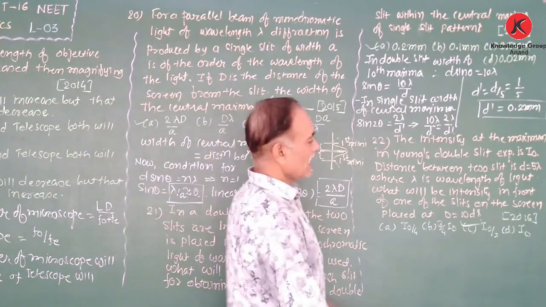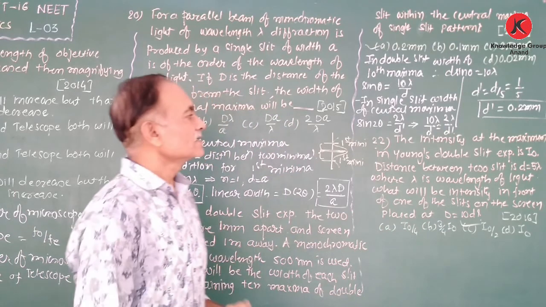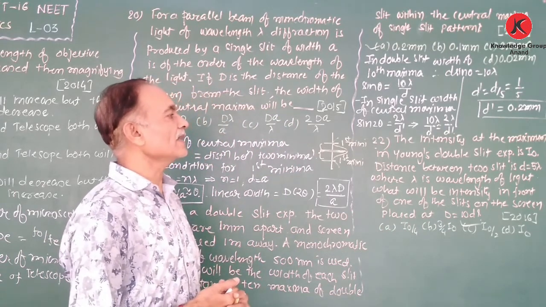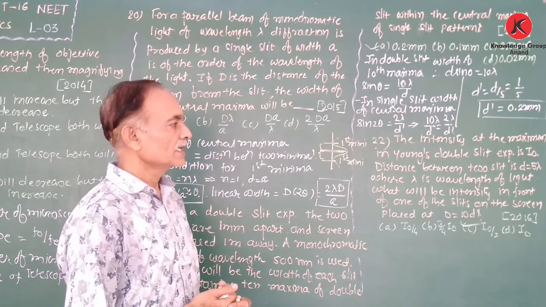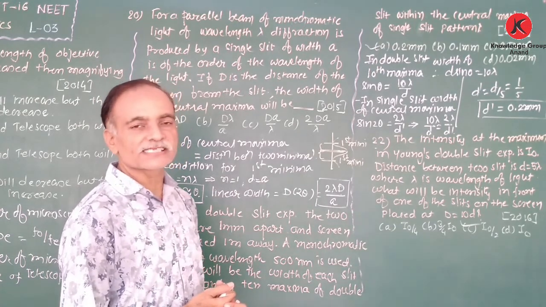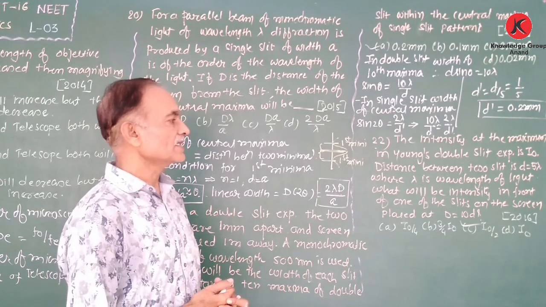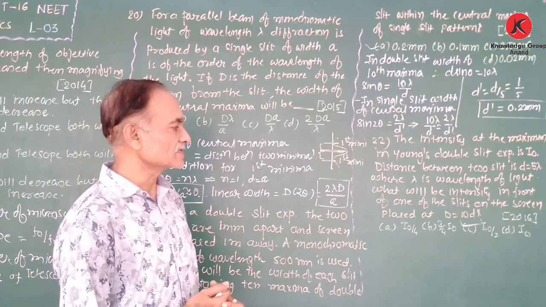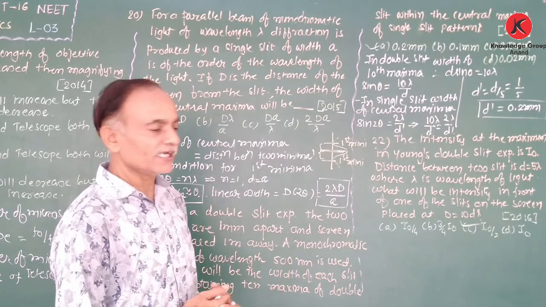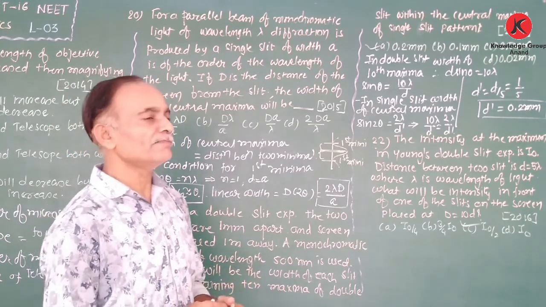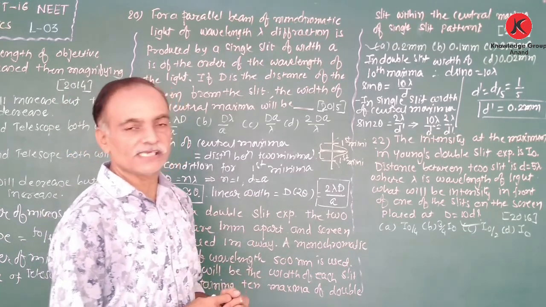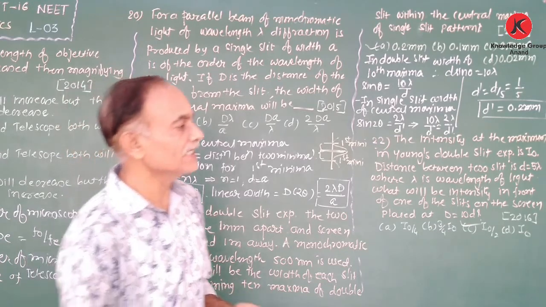Now next is asked in 2016. The intensity of the maxima in Young's double slit experiment is I0. The distance between the two slits is given as pi lambda, where lambda is the wavelength of light used. What is the intensity in front of one of the slits on the screen placed at distance capital D is equal to 10d?